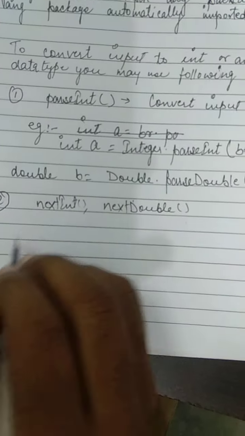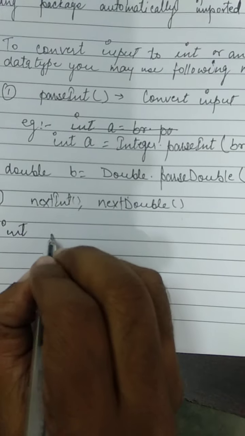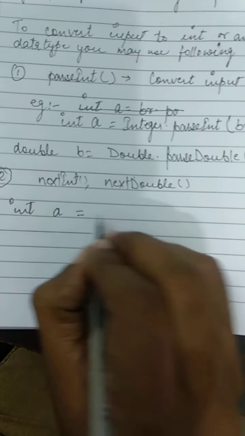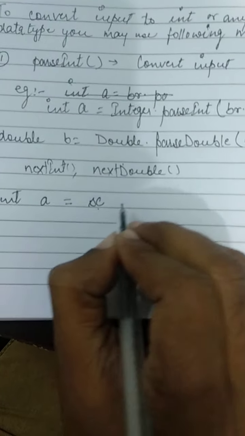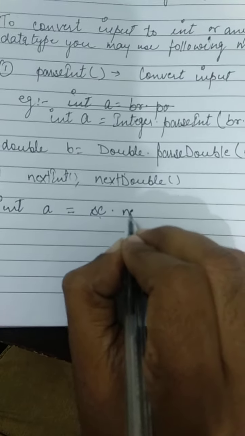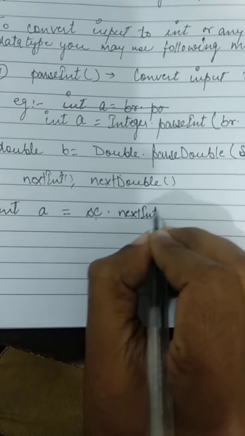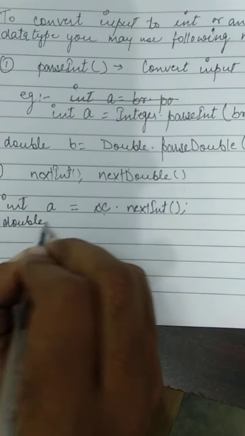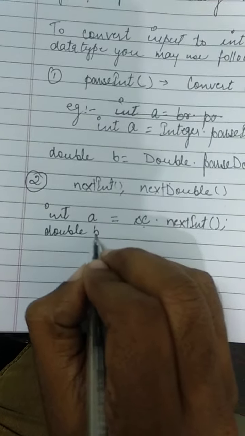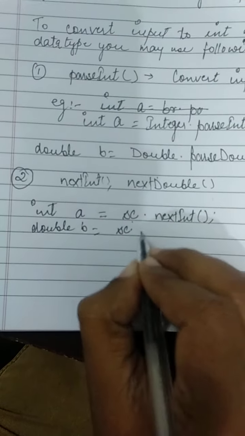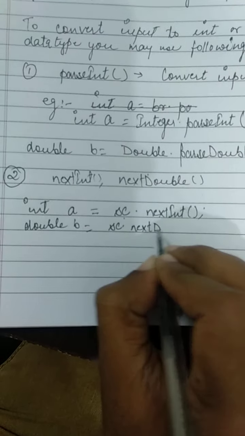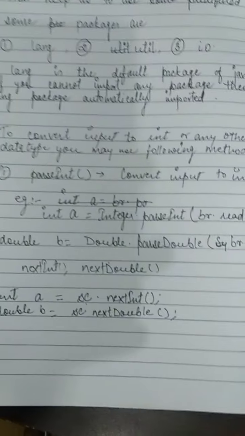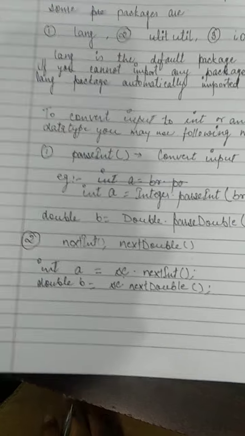And what is the syntax for this one? Suppose you want to take input in integer a, then you have to write int a equals sc dot nextInt, where sc is the object of the scanner class, to take input in integer. And suppose you want to take it in double, so you need to write double b equals sc dot nextDouble. So in this way you may take input in respective data types.